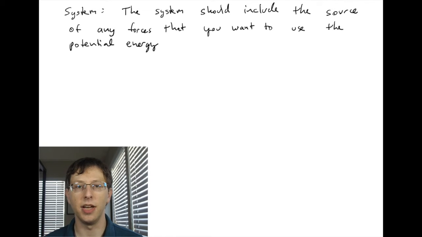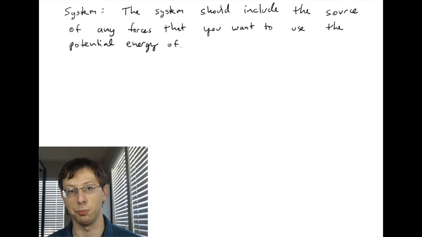So for example, if you want to use the potential energy due to gravity, you have to include the Earth in your system because the Earth is what's causing that force of gravity. And there's also other forces that can create a potential energy, like a spring, for example. So if you wanted to use the spring potential energy, you would include the spring in your system.